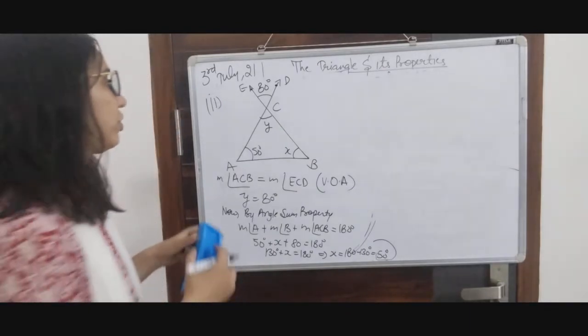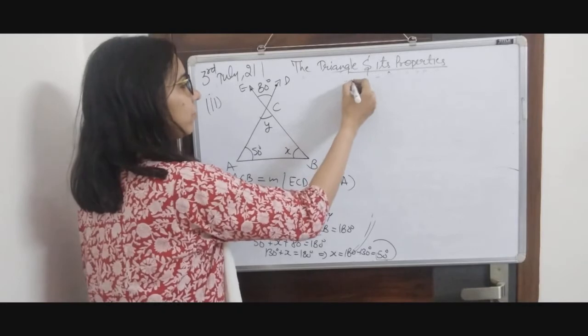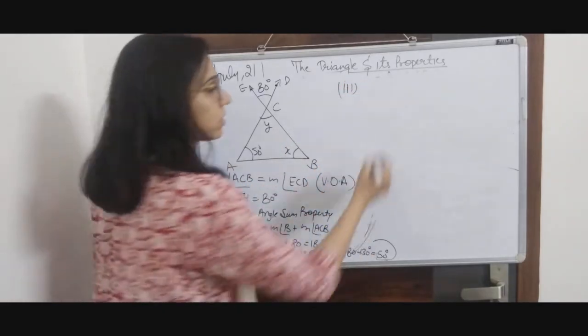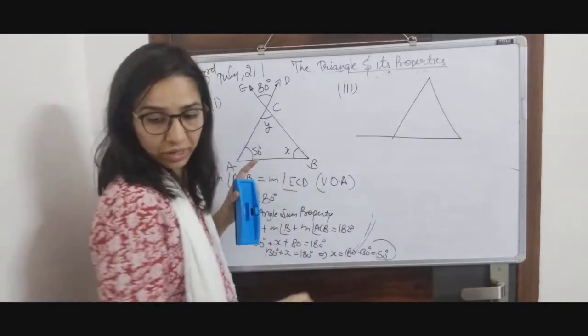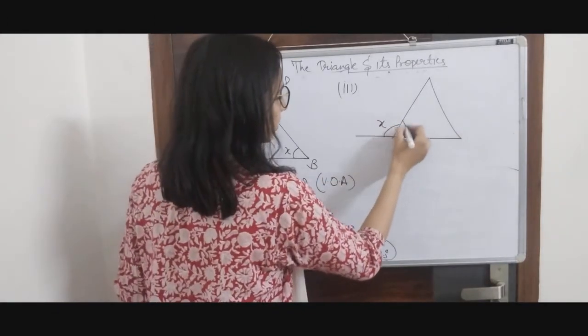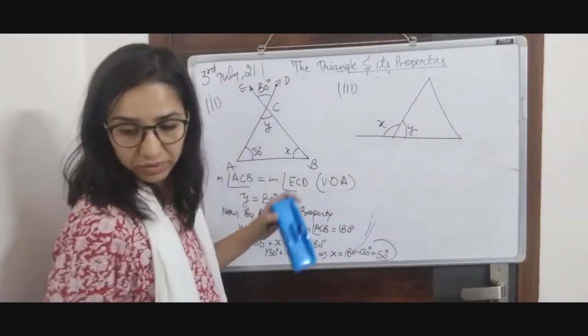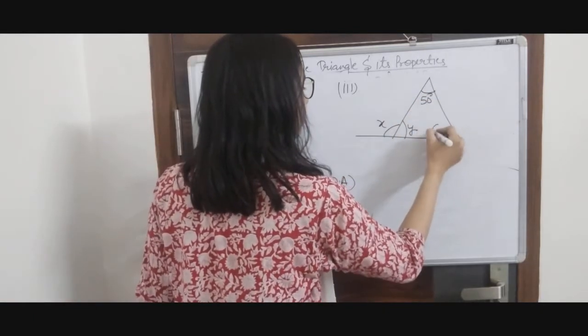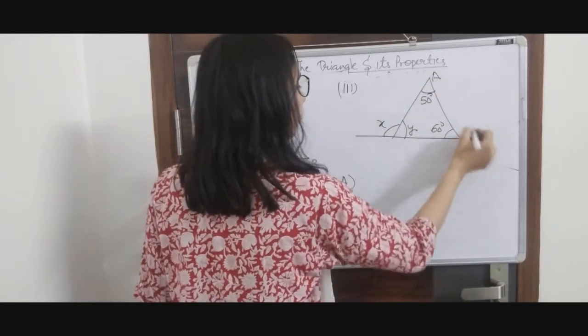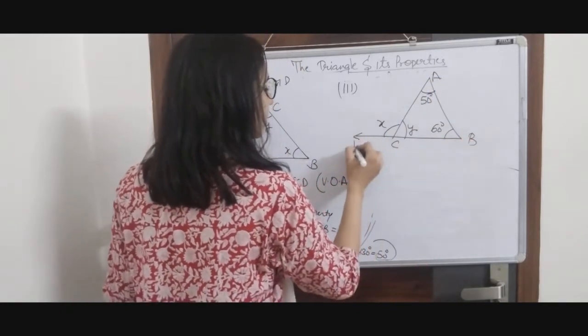Next is part 3. In part 3 we have a figure like this, triangle. An exterior angle is formed on this side. This is X, this is Y, and these are 50 degrees and 60 degrees. We are going to name the triangle A, B, C and D.